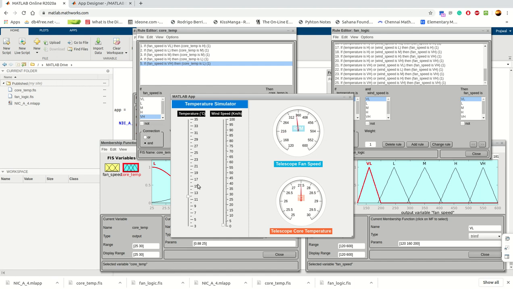Again, I'm going to set it to 32 degrees Celsius, and as per the question I'm going to set the wind speed to 60 kilometers per hour. So we are getting approximately 25.9 degrees Celsius, and the rotation is around 410. Fan speed is 410 and temperature is 25.9. This way we can vary the inputs and see the output of core temperature. Thank you.